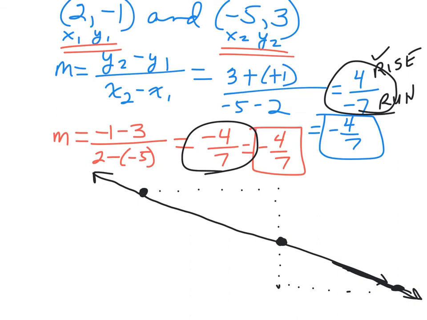Now, main campus, what did I just say to you? Repeat those words to me. If you get a negative slope, what? You can put it in the top or the bottom, but not both. That's right. One or the other, just not both.